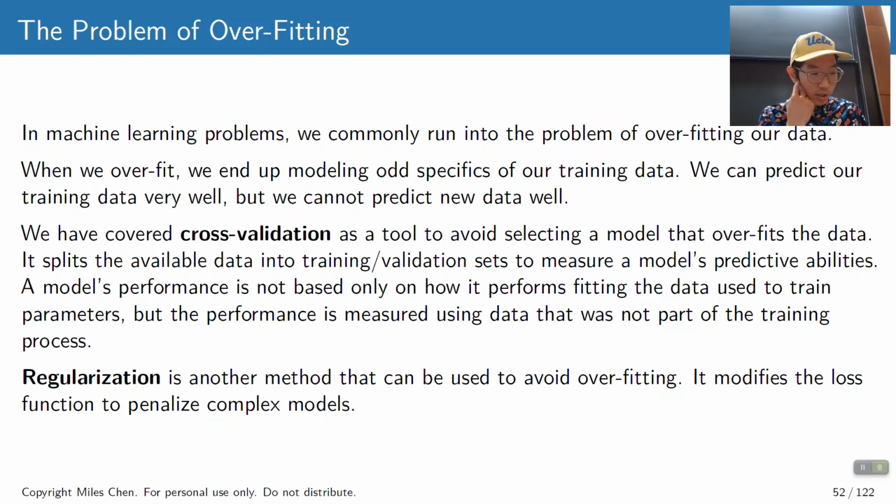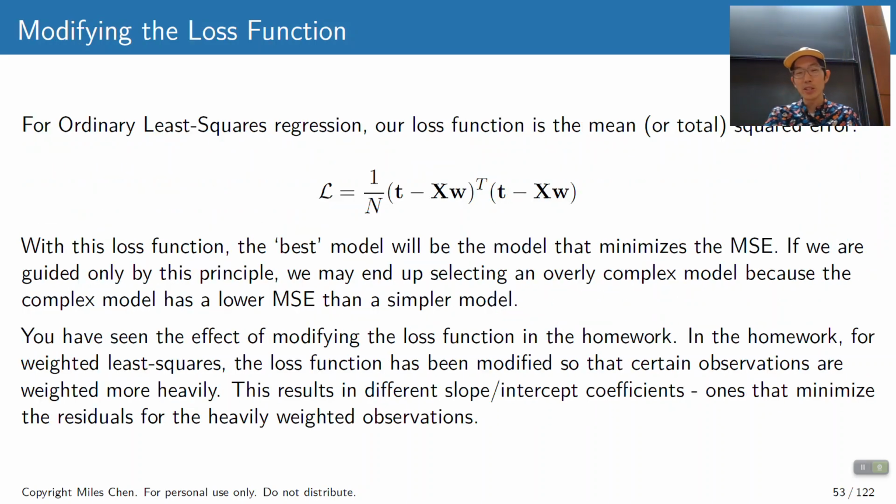Regularization is a different strategy to avoid overfitting. It modifies the loss function by penalizing models that are too complex. Right now our loss function just says minimize the sum of squared residuals, or the mean squared error. Here we're going to say yes, we want to minimize the sum of squared residuals, but we also want to make sure we're not getting too complex of a model. It's like adding a second priority.